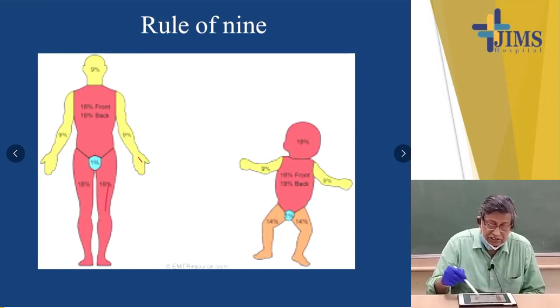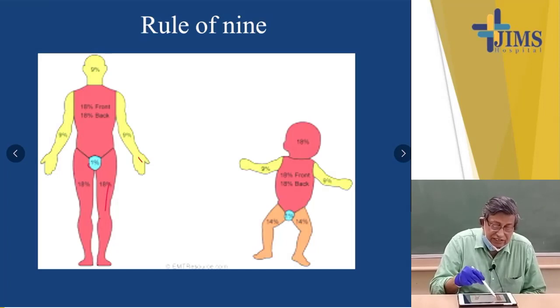In children, this is to some extent different. Now, perineum is 1%. If only half of the thigh is involved, then it will be half. So if only one part of the trunk is involved, it will be only 9%, and in this way you have to calculate.